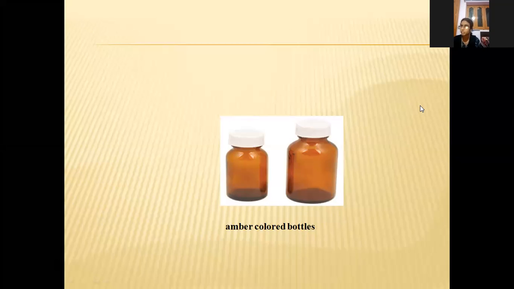So this is the amber colored bottle. See here, the bottle is almost all brown in color. We have to store that solution in an amber colored bottle to protect it from light.